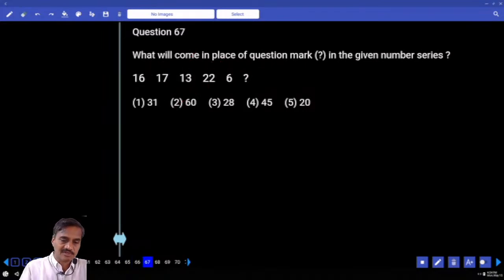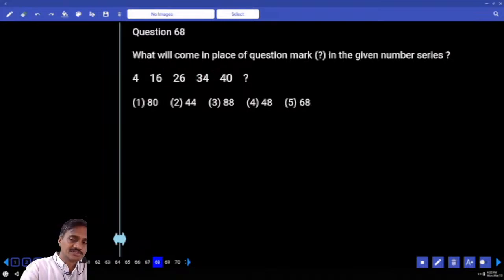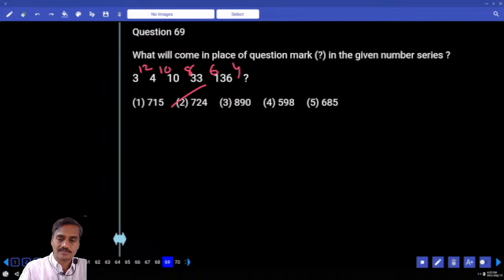Then 67, 16 and 17. What is the difference? We have plus 2. Here minus 4, plus 9, minus 16, plus 25. 25 plus 6, 31, choice 1, question 67. Then 68, 4 and 16, 12. And 16 and 26, 10. Next one, 8. Here it is 6. Here it is 4. 40 plus 4, 44.